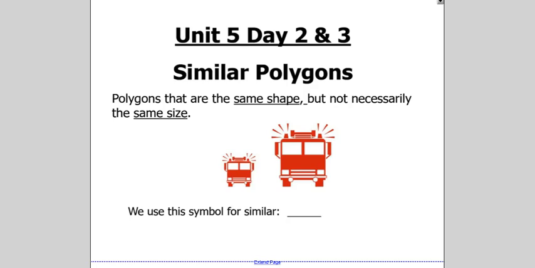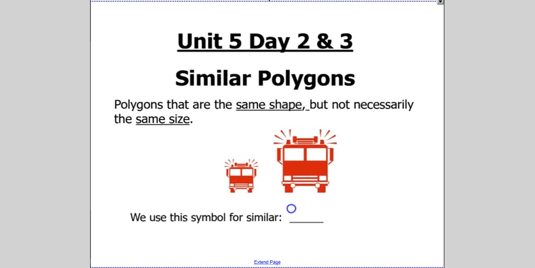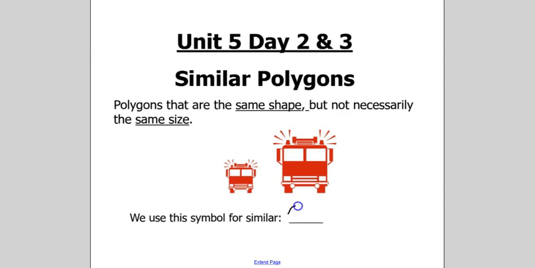Right, moving on. Day 2 and 3 is a combined lesson because it's the same concept on similar polygons. We talked about this when we talked about congruency, that there are some rules that didn't apply when we would be getting the similarity, and we talked about models and smaller versions of things. Polygons that are the same shape but not the same size are similar. We use this symbol for similarity. Whoopsie, it's not that. It's a little wavy line.